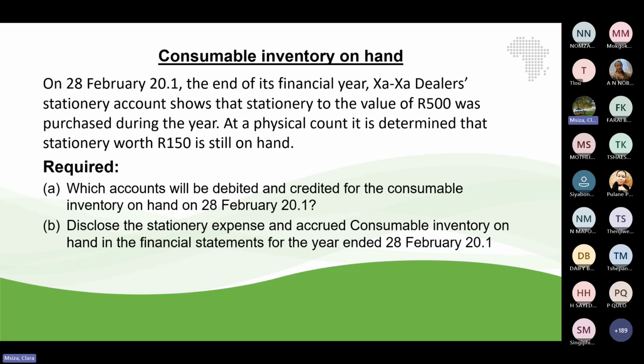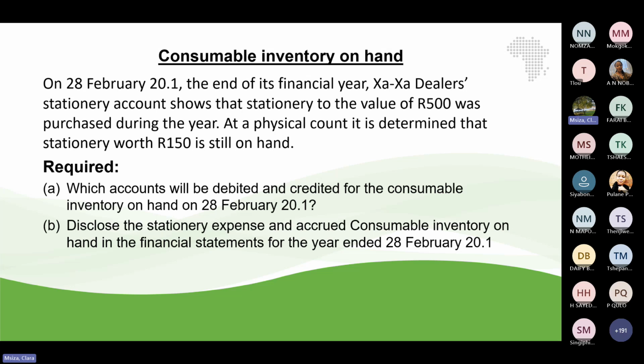So now we have the scenario here that we need to work on. On 28 Feb 20.1, the end of its financial year, we are still with Kaka dealers here. The stationery account shows that stationery to the value of 500 was purchased during the year. From the physical stock count, it is determined that stationery worth 150 is still on hand. So meaning that you bought for 500 and you didn't finish everything, and the value of the stationery that is left is valued at 150.